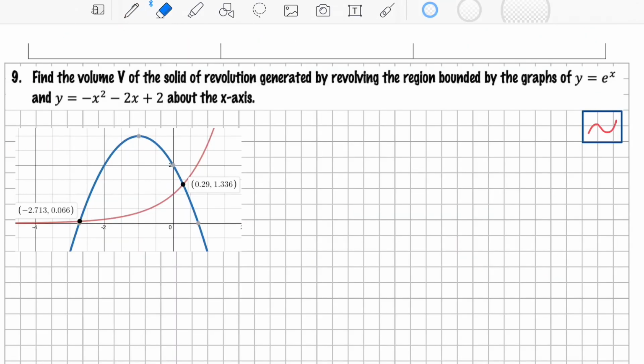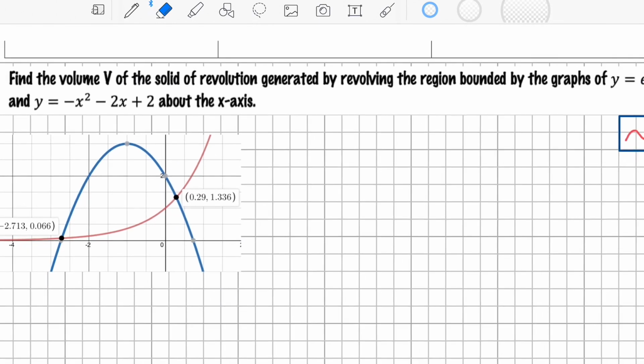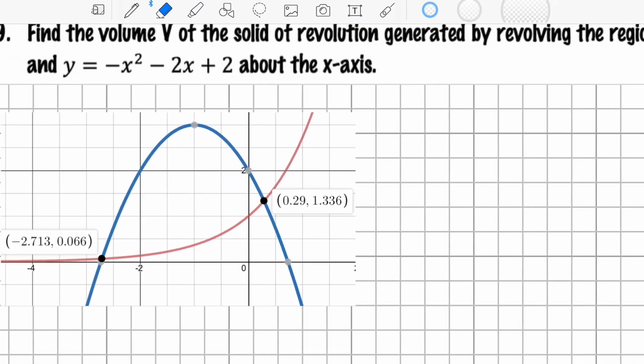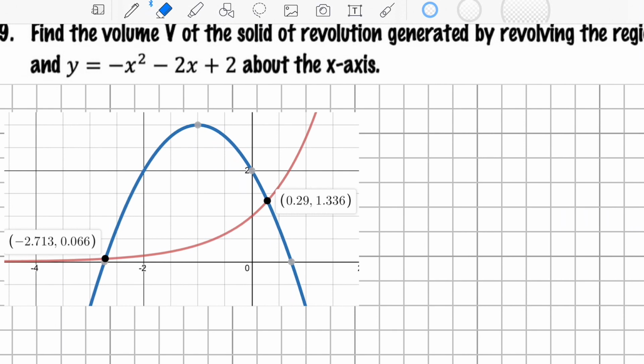Okay, this next example, I already graphed it, and the reason is because look at the points of intersection. Those are not easy to find by hand, so you have to do it with a calculator. I did it with Desmos, but that's what it looks like. So what I'll do right now is shade the region. Here's the region.